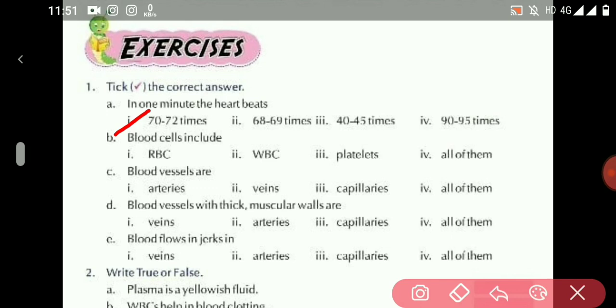B part. Blood cells include RBC, WBC, platelets or all of them. Our answer is all of them. C part. Blood vessels are arteries, veins, capillaries or all of them. The answer is all of them. D part. Blood vessels with thick muscular walls are veins, arteries, capillaries or all of them. So the answer is arteries. In E part, blood flows in jugs in veins, arteries, capillaries or all of them. So the answer is arteries. You have to write it in copy and write their answer.